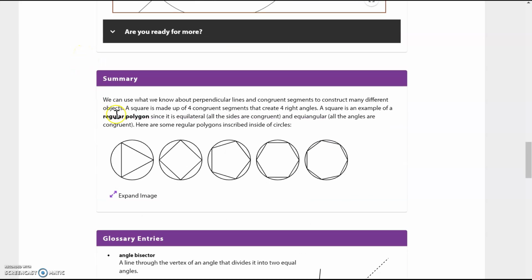If we come down here and look at the summary, something that's important here is a square is an example of a regular polygon. Regular polygons, all the sides are congruent and all the angles are congruent. That's what makes a polygon a regular polygon.